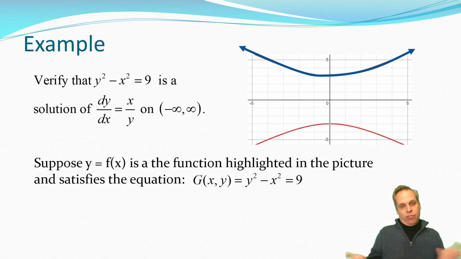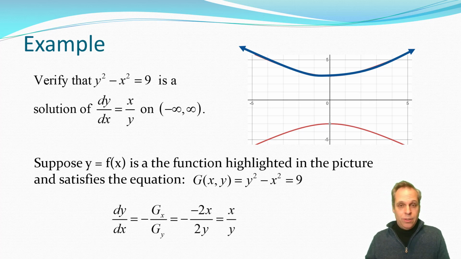That will then show you that whatever that function is, it must satisfy the differential equation, and therefore it's a solution. To do so is not difficult because we already know the equation y squared minus x squared equals 9 is actually a level curve of the function g of x comma y equal to y squared minus x squared. So using what we learned in Calc 3, to find the derivative, we just take the opposite of the partial of g with respect to x divided by the partial of g with respect to y. And when you simplify that, you get x over y immediately.